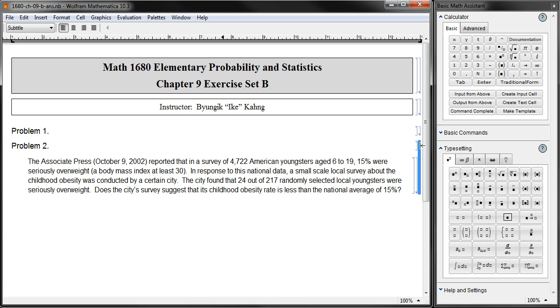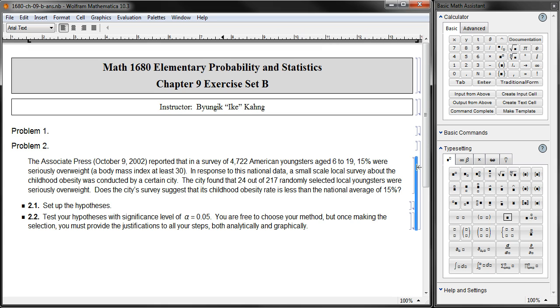Now, what is the problem? Nobody knows for sure that the national average is really 15% because this too came from a survey. But for this problem, let's assume the national average is 15% because the problem says so. It says, after all, the national average of 15%. Now, how do you perfect it? That's something we're going to discuss in the next chapter, chapter 10. For now, let's assume the national average is 15%, and let's move on.